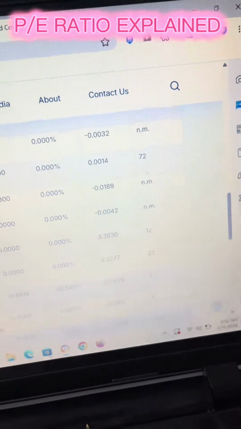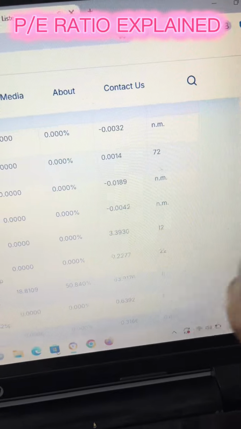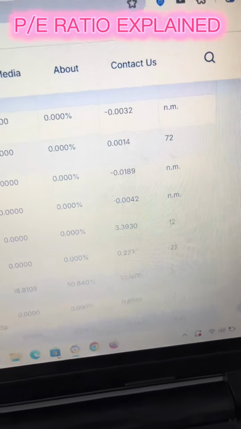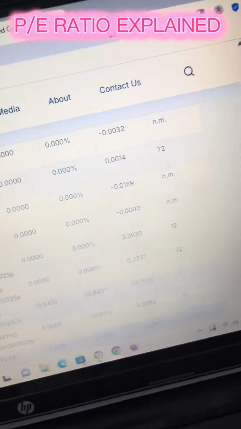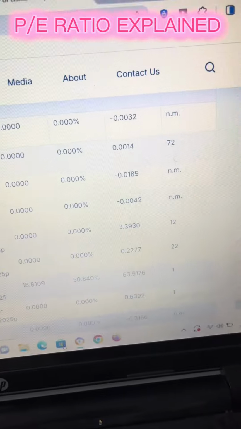I don't want to show the companies, but it simply means the company is running at a loss. So their PE ratio is not meaningful. You can't even capture it. That is why you see it as NM. So when you see NM, please avoid those companies.